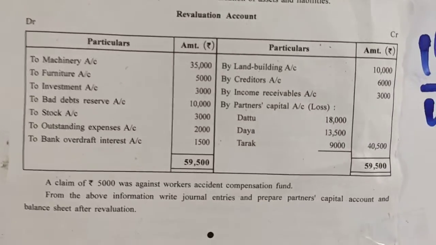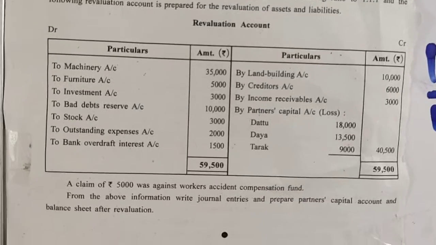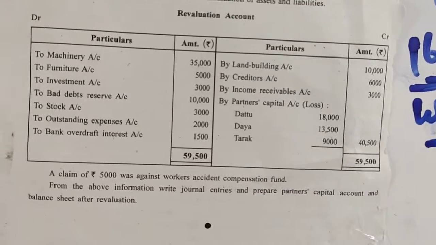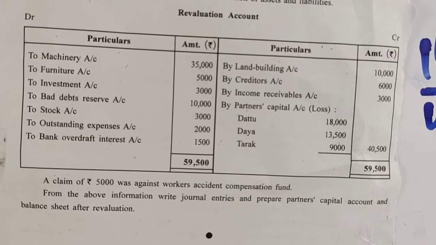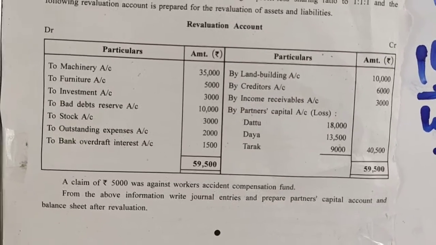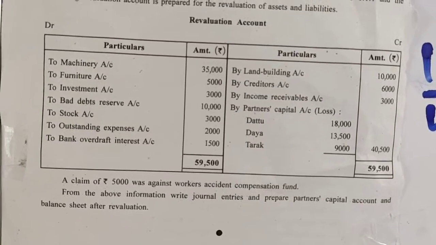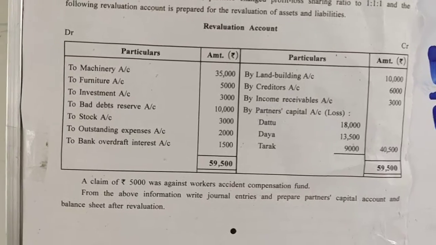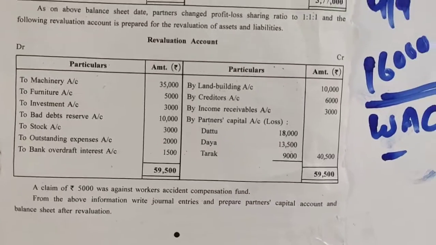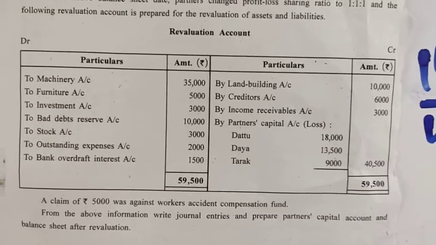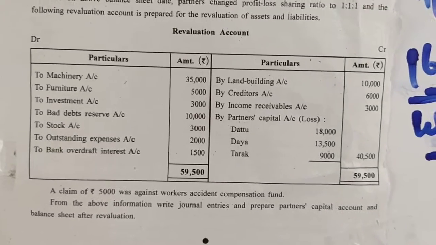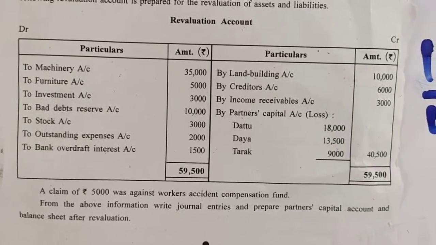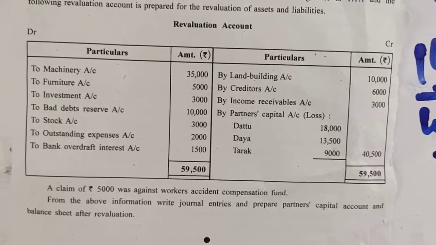On the revaluation account credit side, if you will see, three items are given: land and building, creditors and income receivable. So this indicates that this is a profit. That means land and building, which is an asset, its value is increased by 10,000. Creditors rupees 6,000, which is a liability. That means the liability creditors is decreased by 6,000.